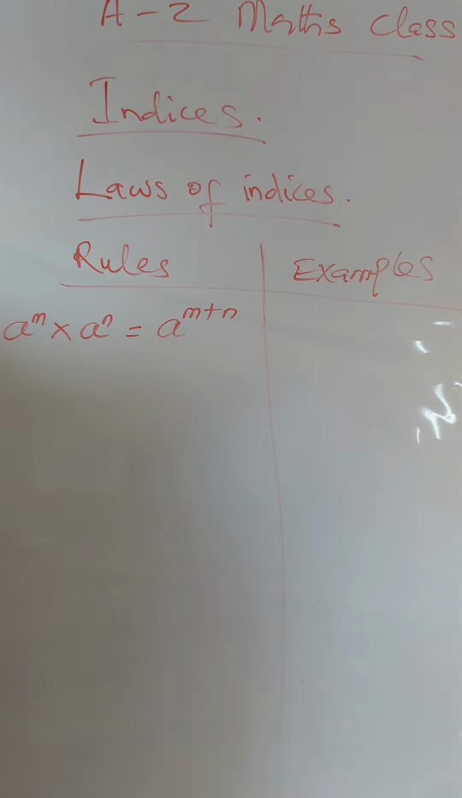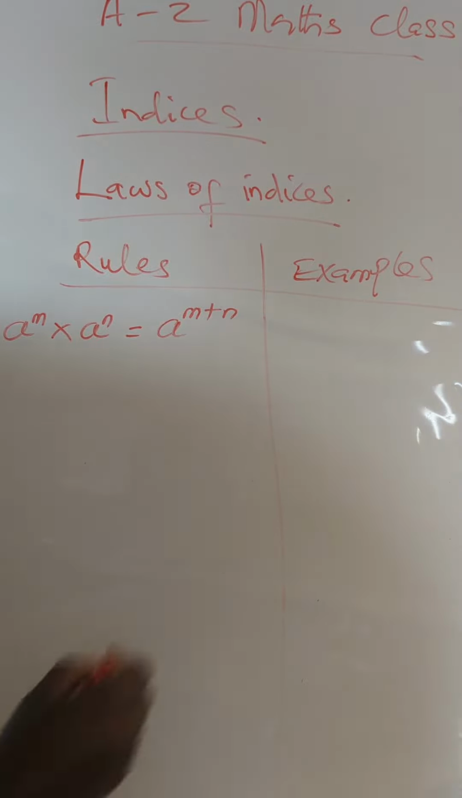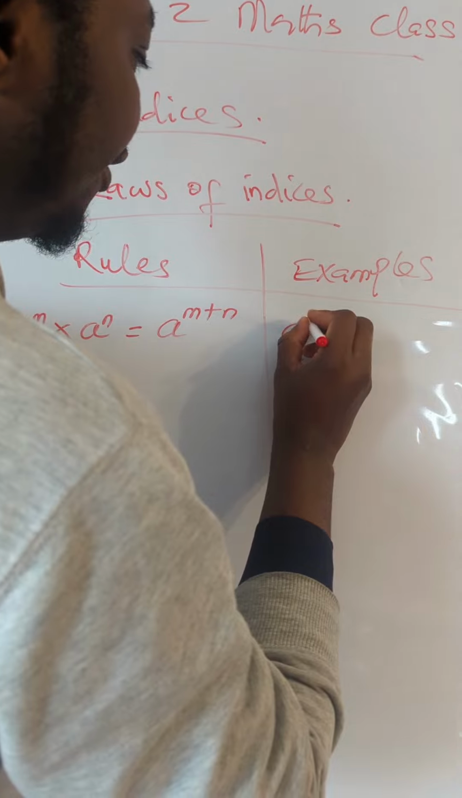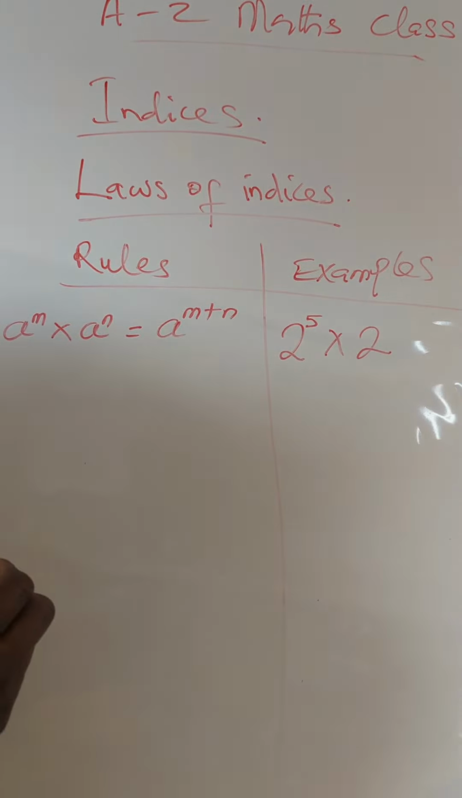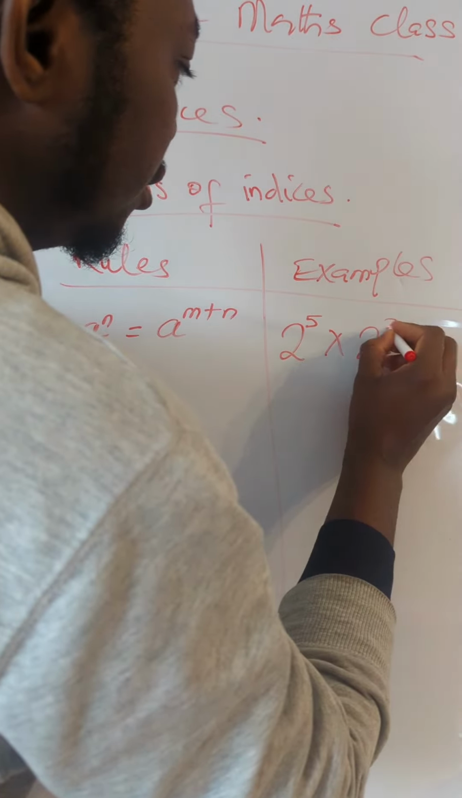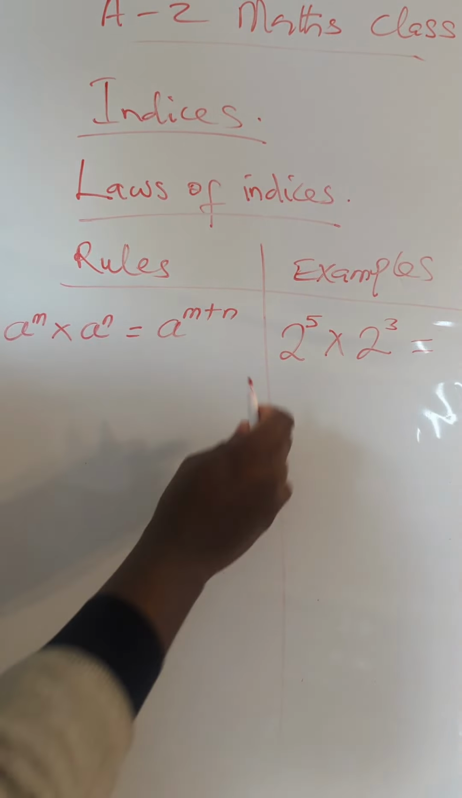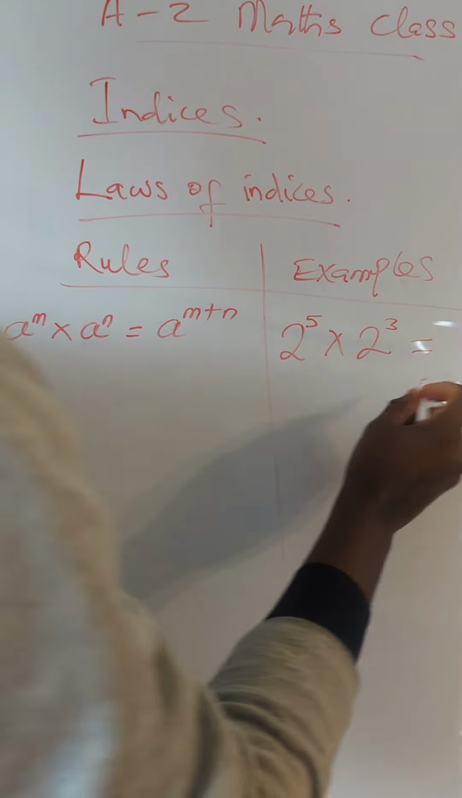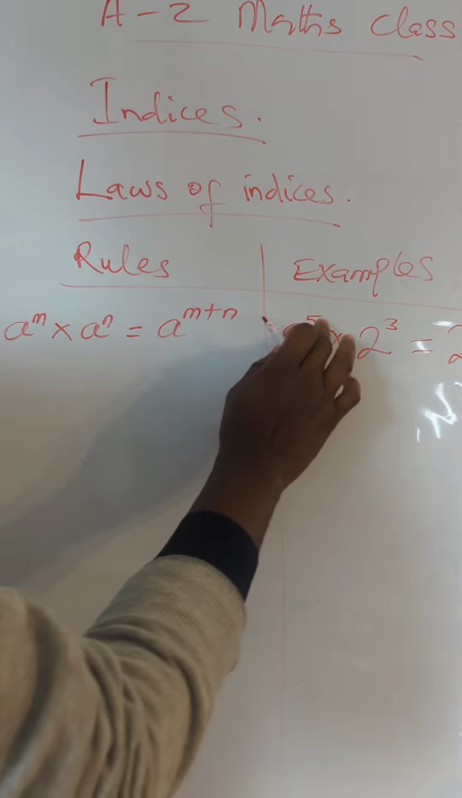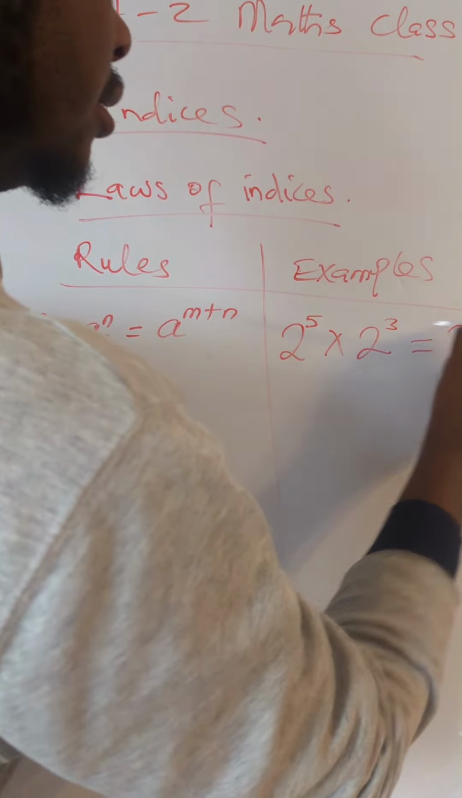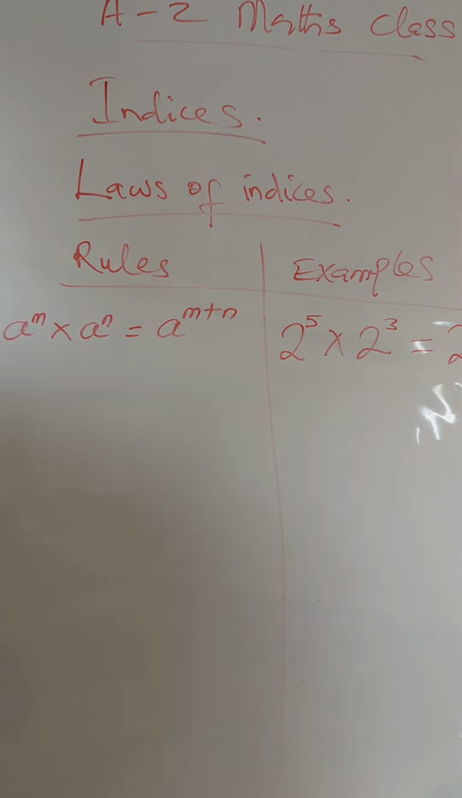For example, you could have something like this: 2 raised to power 5 times 2 raised to power 3. Because the bases are the same, you take one of them, then you add the powers. 5 plus 3 is 8. Simple.